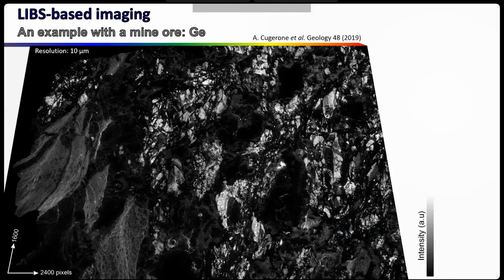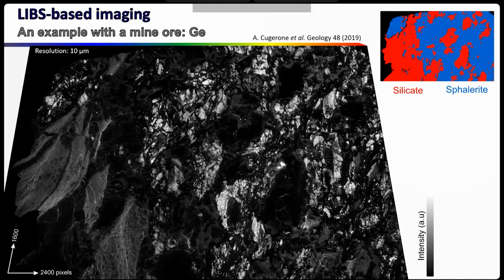Okay, so now another example, from a geological sample that was collected somewhere in the world. I don't remember, in fact. The idea in this sample was to study the distribution of germanium inside the sphalerite. Sphalerite is ZnS. In this sample, you have two mineral phases, sphalerite and silicate or quartz. And this is a very nice story, honestly.